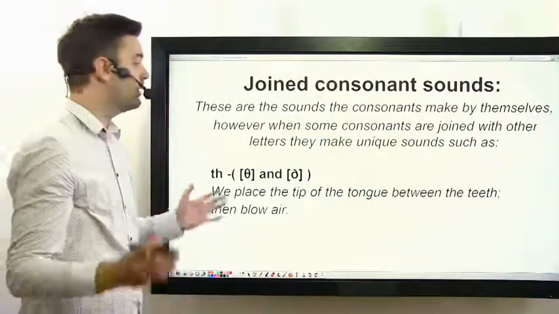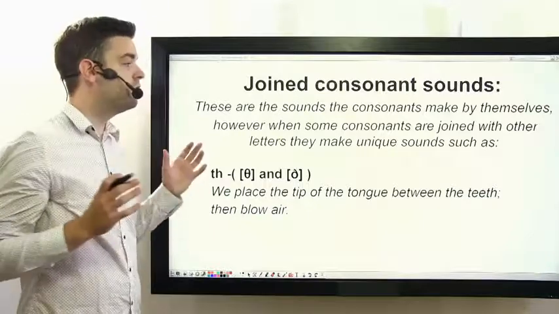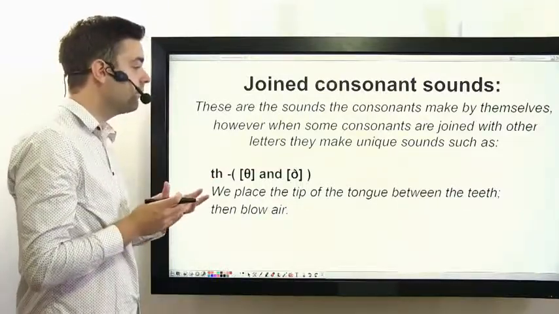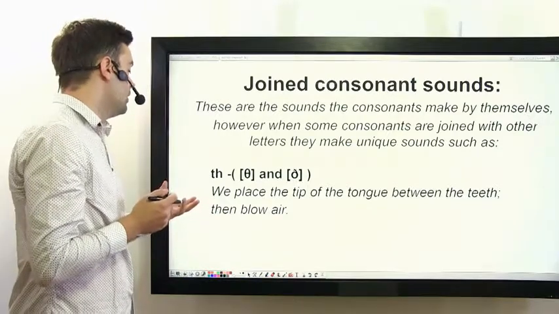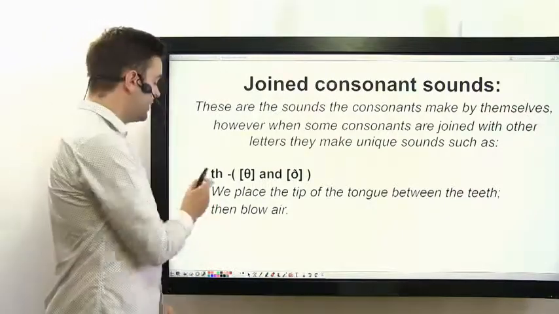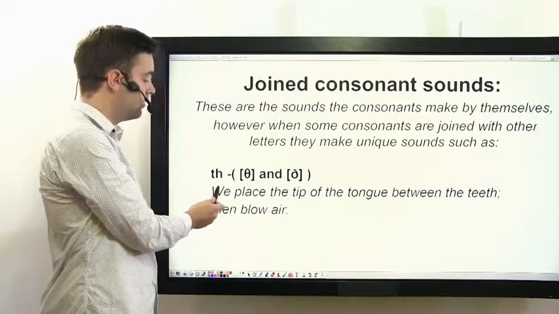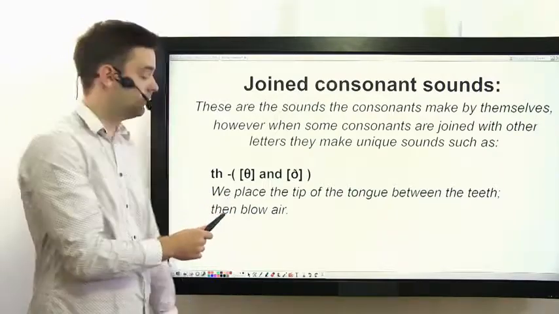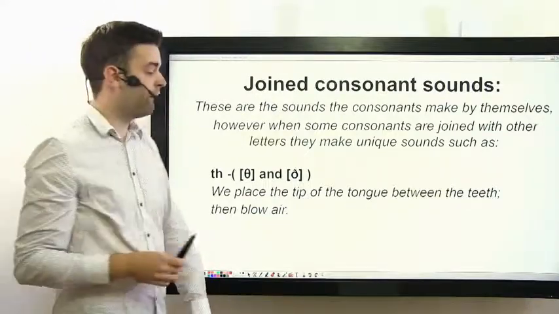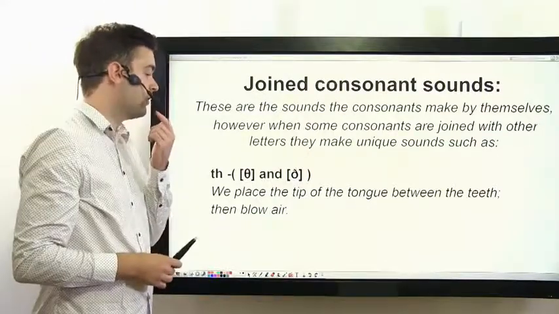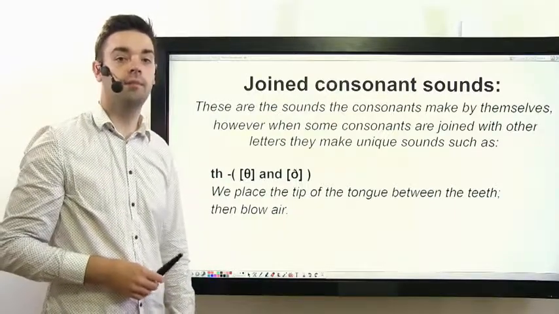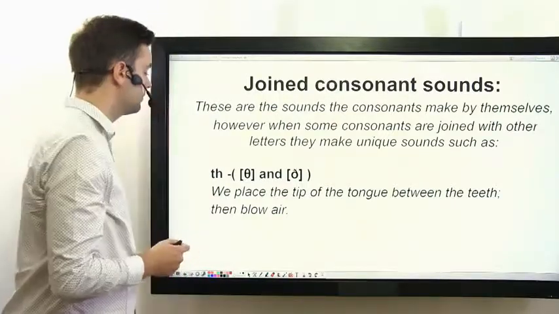Okay, so let's join some consonants together. When you join these consonants, they make a different sound. So for example, T and H makes a th noise, th. So we place the tip of our tongue between the teeth and then blow air. So like this, th.